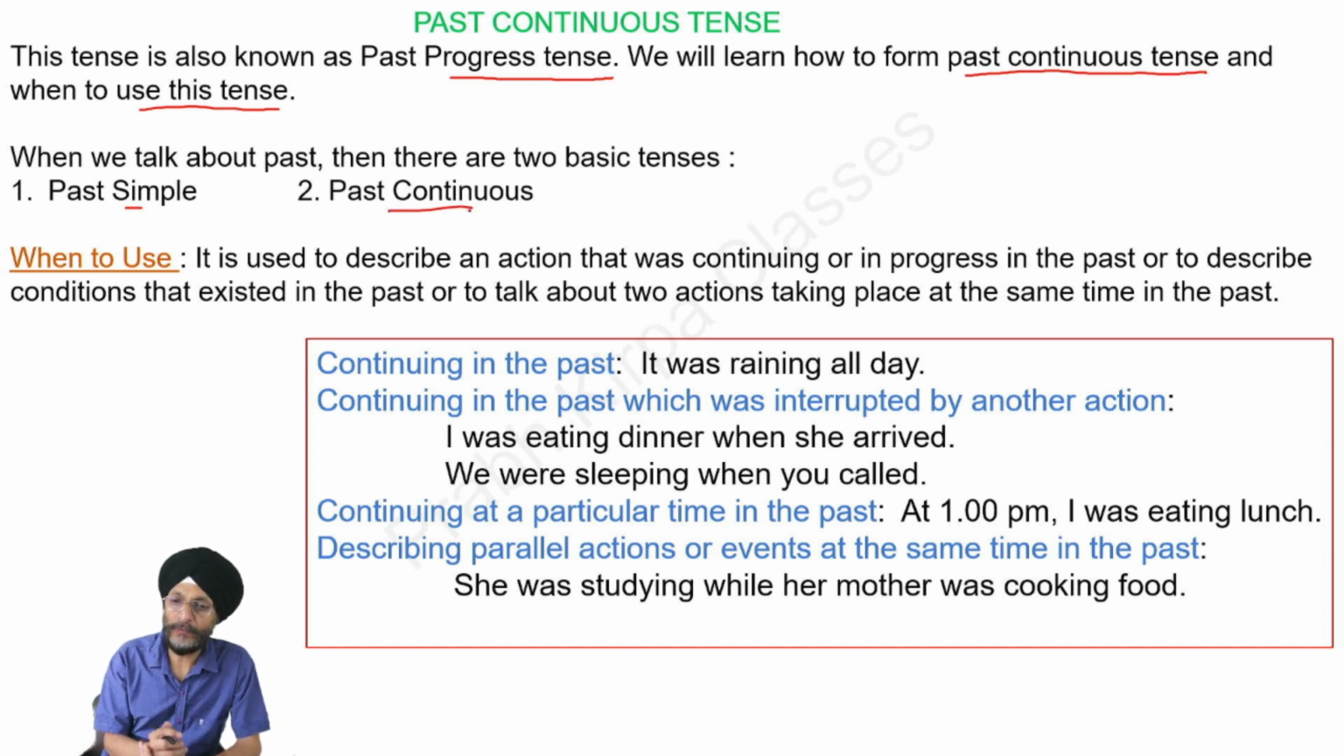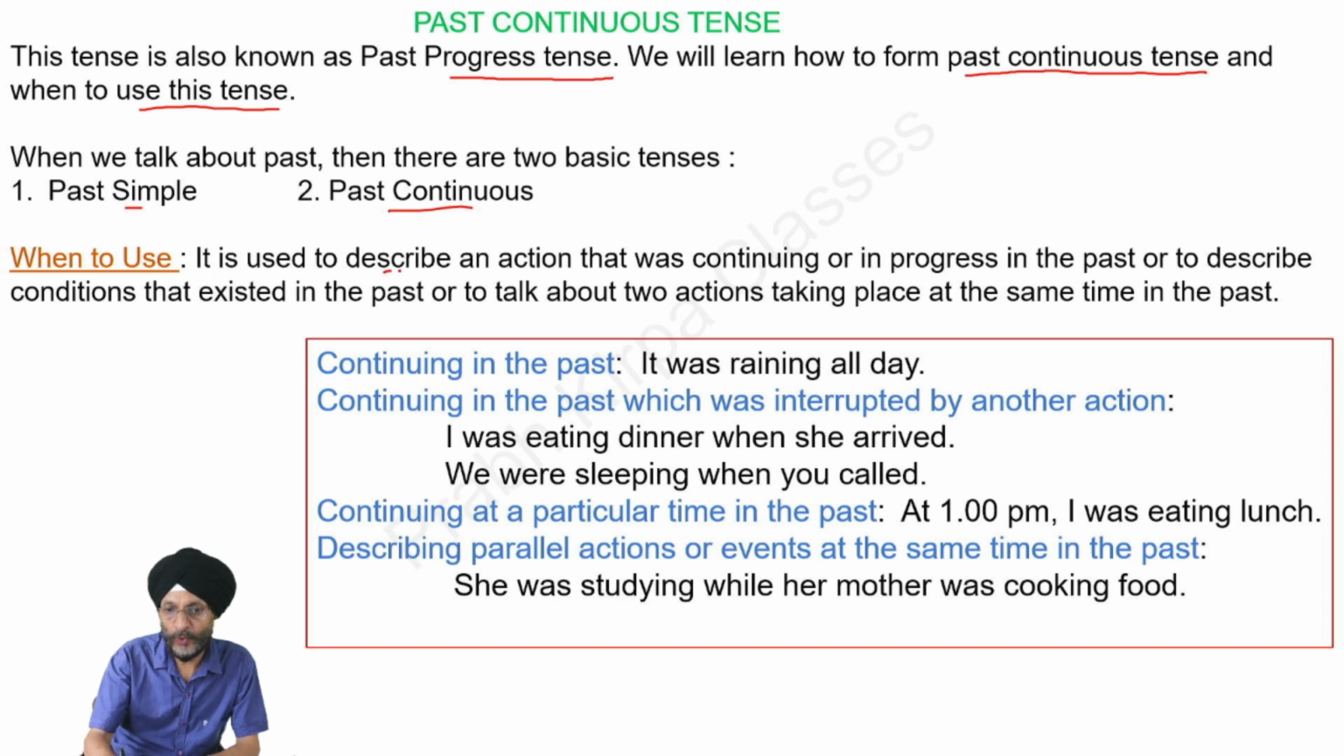The other two forms of the past tense, that is past perfect and past perfect continuous, are the advanced versions of the past tense. Now we come to the main topic, past continuous tense. Now we discuss when to use past continuous tense.